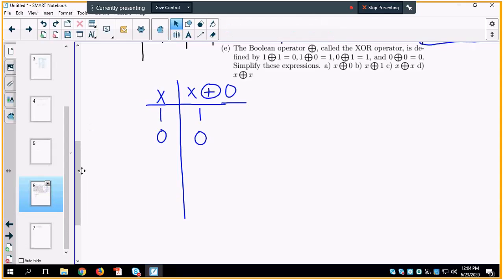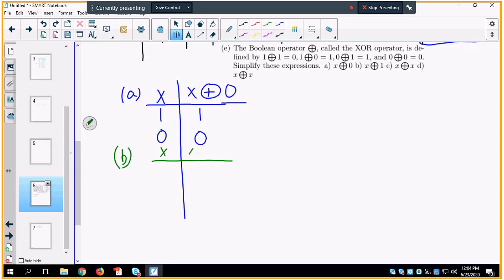Now we will go ahead to number 2, example B. Again, in example B, we are asked to find the XOR values for x XOR 1. So again, write down 1 and 0 for x, and you are evaluating x XOR 1. So 1 XOR 1 is 0, 0 XOR 1 is 1, and we're done.